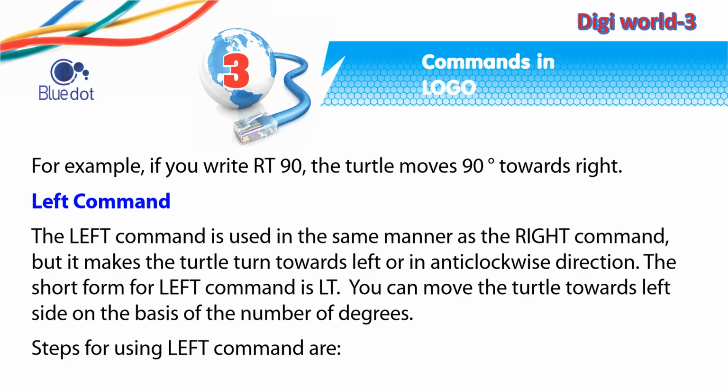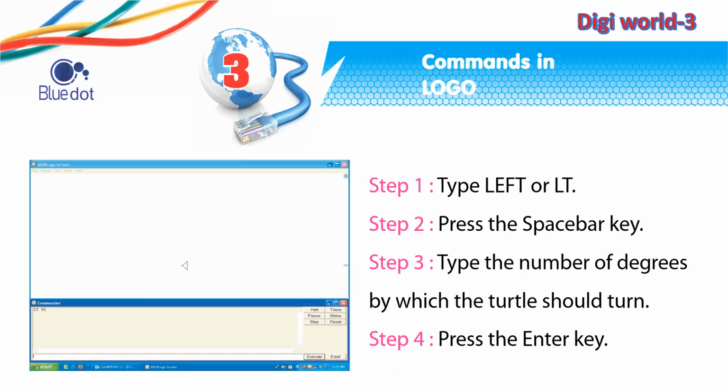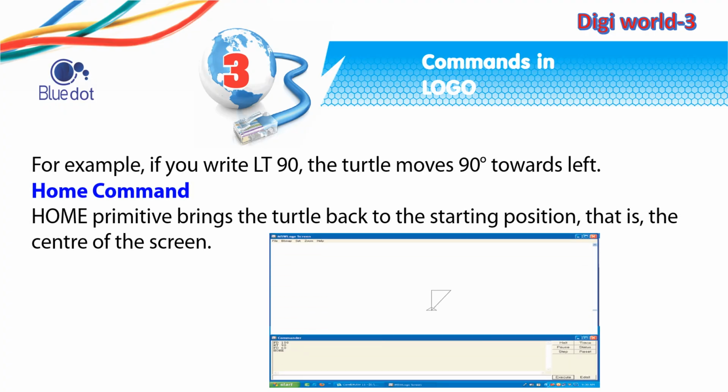Steps for using left command are: Step 1. Type left or LT. Step 2. Press the spacebar key. Step 3. Type the number of degrees by which the turtle should turn. Step 4. Press the enter key. For example, if you write LT 90, the turtle moves 90 degrees towards left.